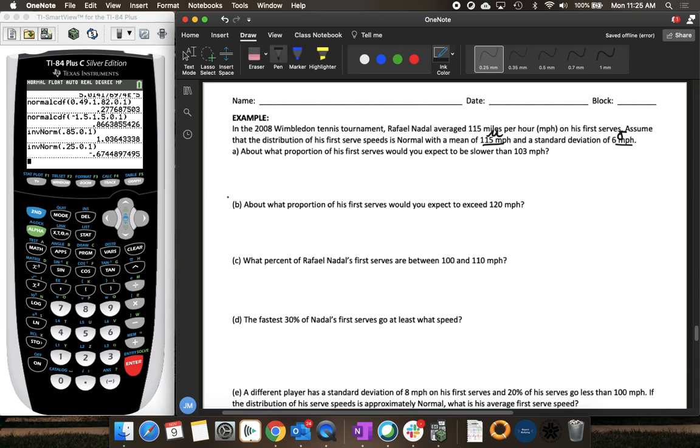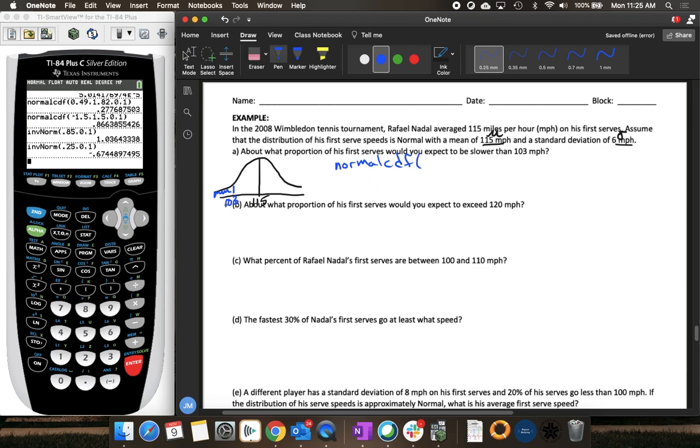Let's first go ahead and draw out for part A a picture of what this is going to look like. About what proportion of his first serves would you expect to be slower than 103 miles per hour? Remember, when you're drawing this one, instead of the mean being 0, the mean this time is 115 miles per hour. And then 103 would be below that, somewhere over here. We want to know what proportion would be slower than that, so what proportion would be less than. Okay, so we want to know the area, and when that's the case, we're going to use normal CDF.